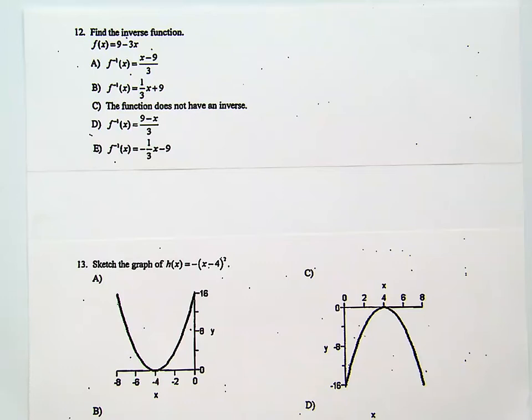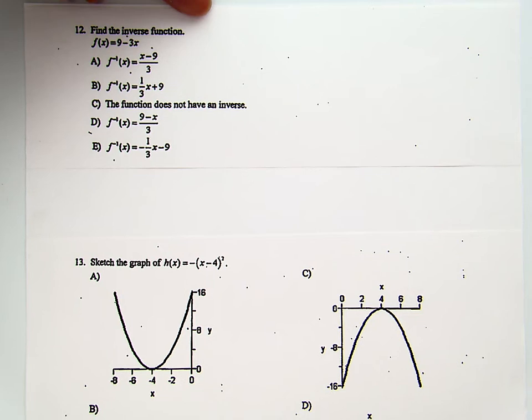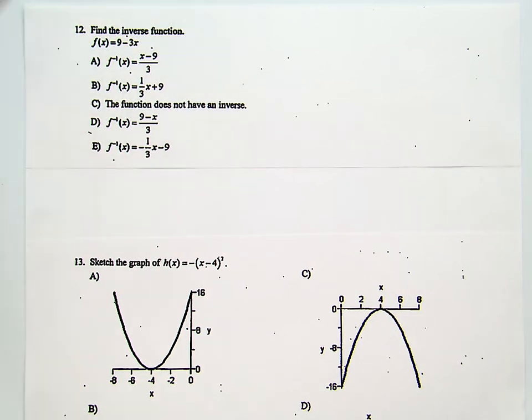The following is Fall 2008 Math 125 Department Final. In this video, I will do number 12 and number 13. Number 12: find the inverse function of f(x) = 9 minus 3x.